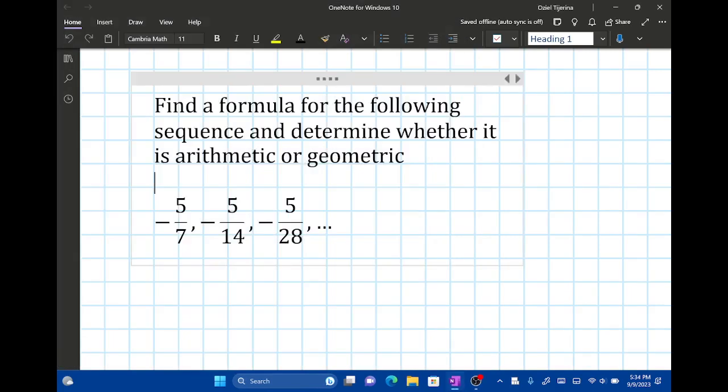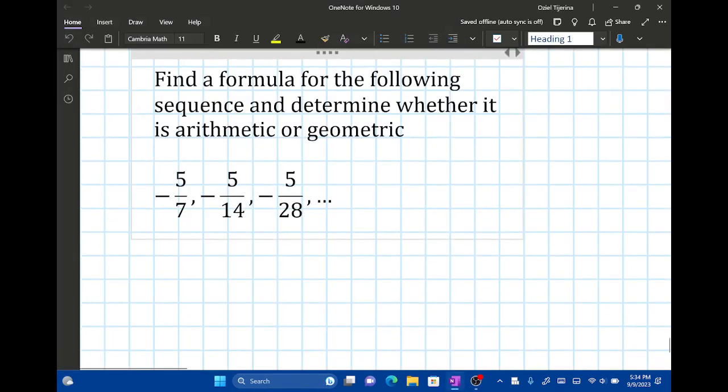In this video, what I want to do is go over how to actually do this problem. We're going to go over this problem, and this is for sequences and series. It tells us to find a formula for the following sequence and determine whether it's geometric or arithmetic.